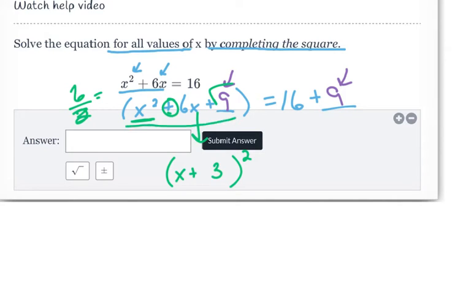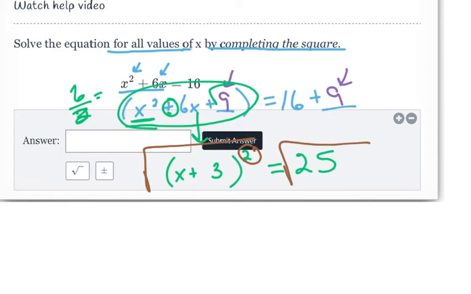So this trinomial factors to x plus 3 squared equals 16 plus 9, 17, 25. Okay. So we've got that far. Now the next step is to get rid of our square, and we take the square root of both sides. When you take the square root of a square, they cancel out and you're left with the radicand, x plus 3, equals, don't forget your plus or minus here, the square root of 25, which is 5.